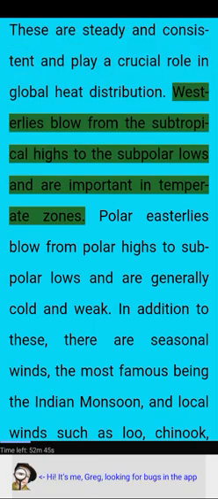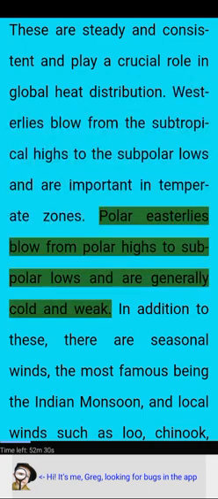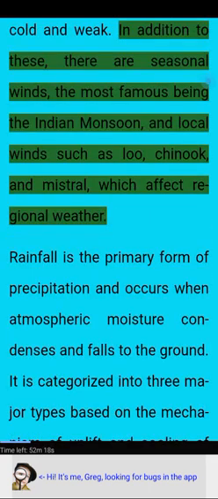Westerlies blow from the subtropical highs to the subpolar lows and are important in temperate zones. Polar easterlies blow from polar highs to subpolar lows and are generally cold and weak. In addition to these, there are seasonal winds, the most famous being the Indian monsoon, and local winds such as Loo, Chinook, and Mistral, which affect regional weather.